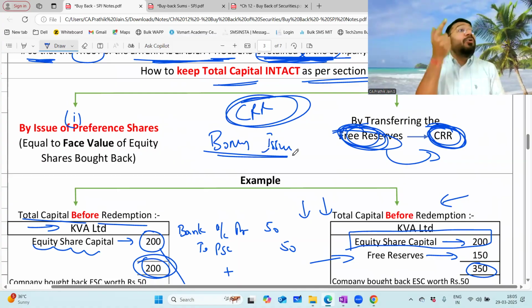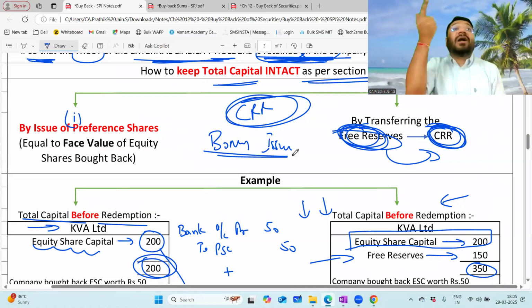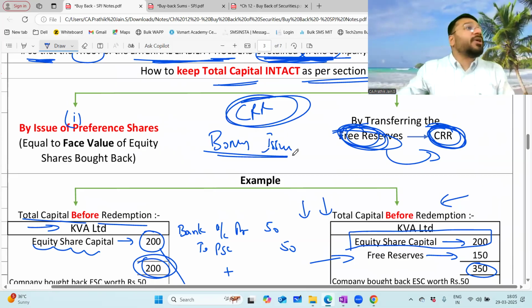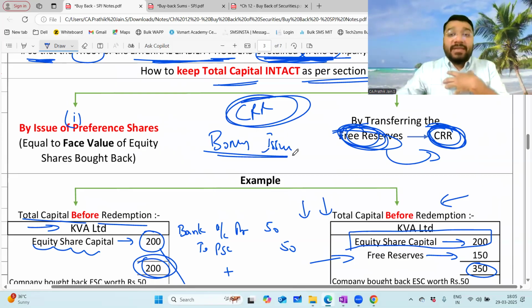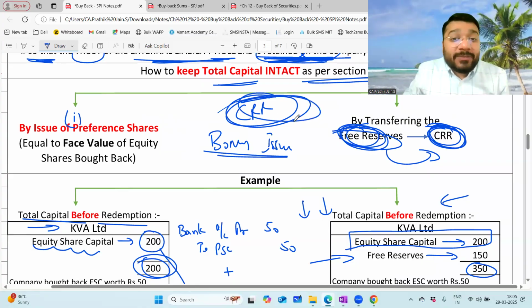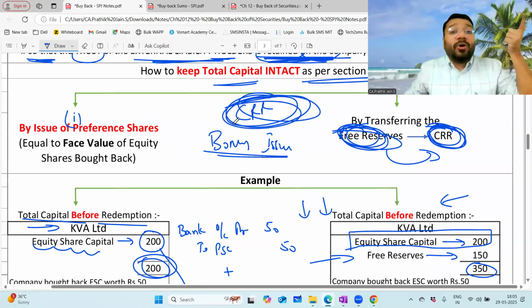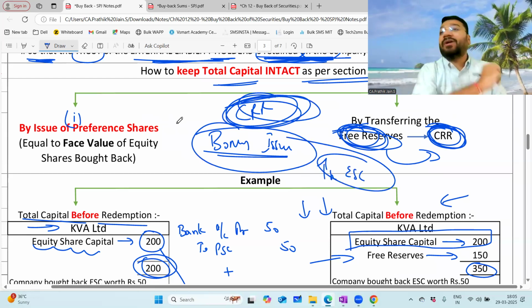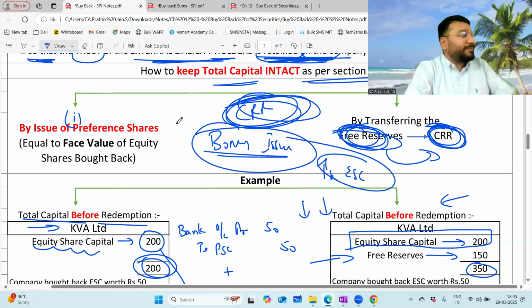So whenever you issue the bonus shares in the future, the capital of the company is going to increase. Any external liability holder who has studied accountancy from Pratik sir knows that whatever amount is parked in CRR is going to be used as a bonus issue. A bonus issue means what? Increase in future equity share capital of the company. So he will not be fearing.